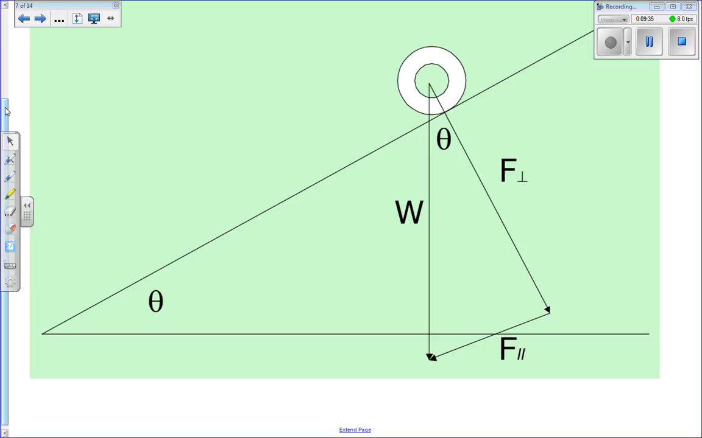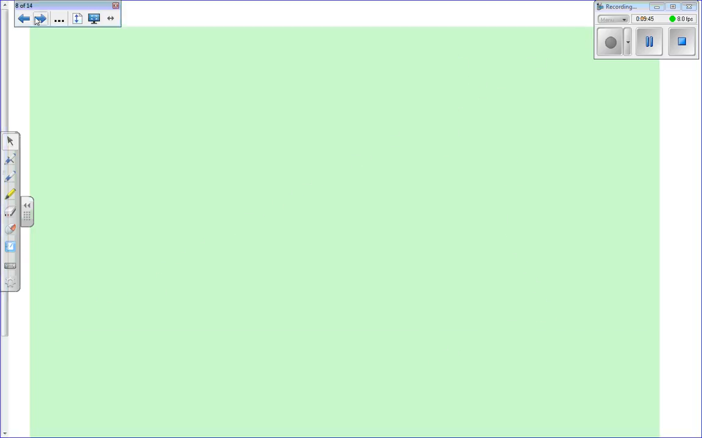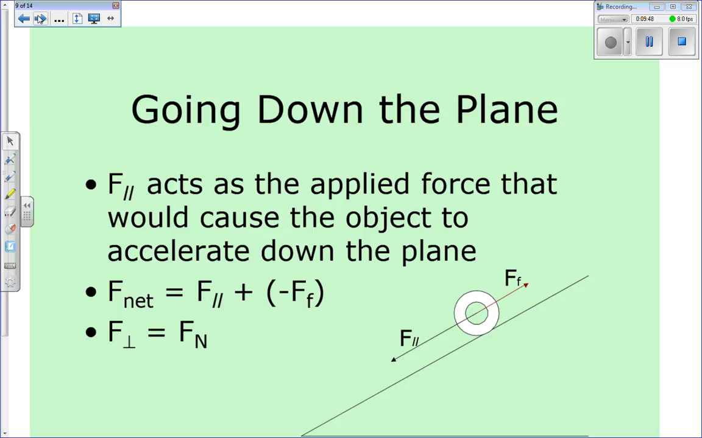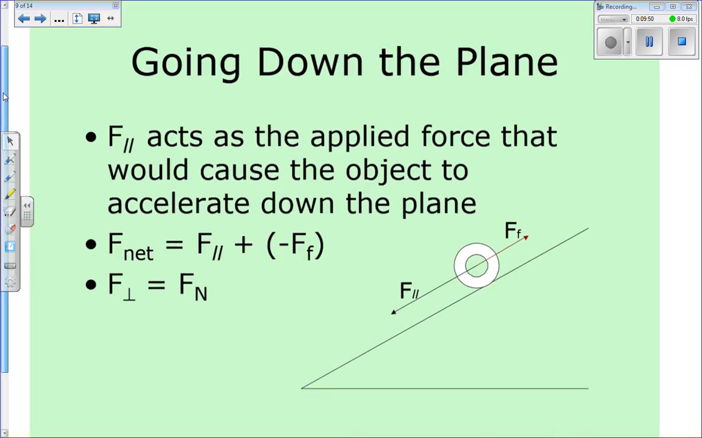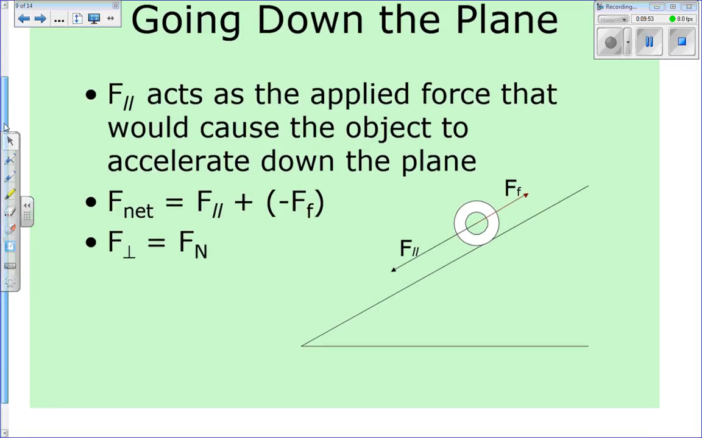So here's the pretty picture that I drew using the tools on the PowerPoint program. Shows you the same stuff. All right, so if an object is going down the inclined plane, then again the parallel component of the force acts as the applied force that would cause the object to accelerate down the plane.